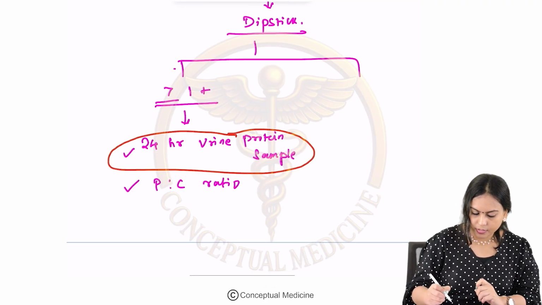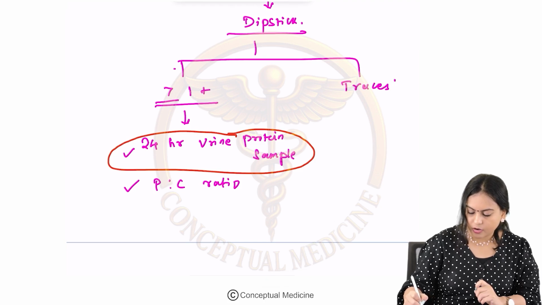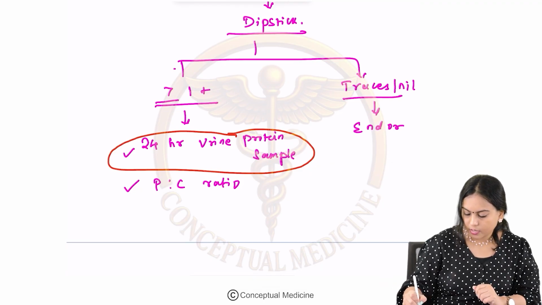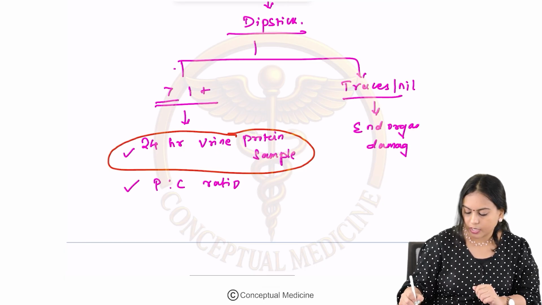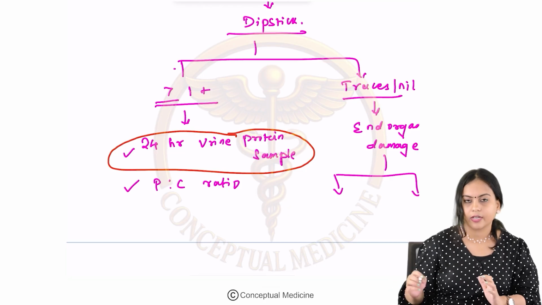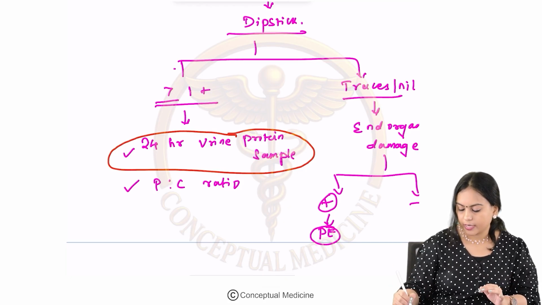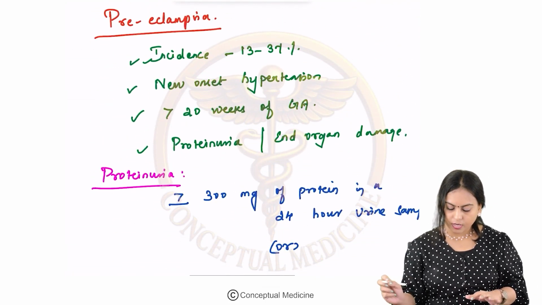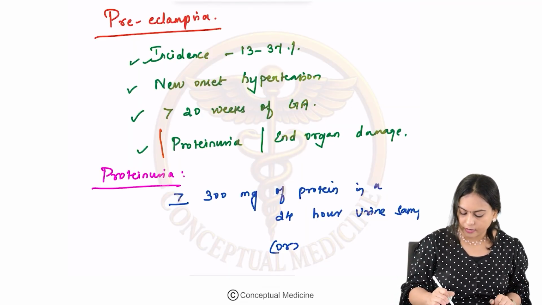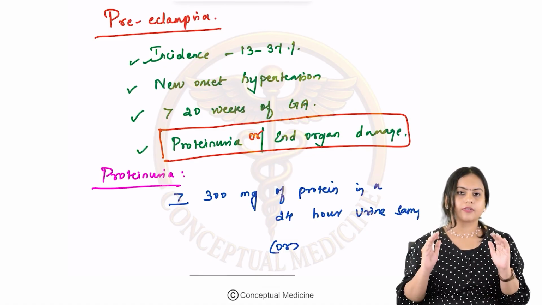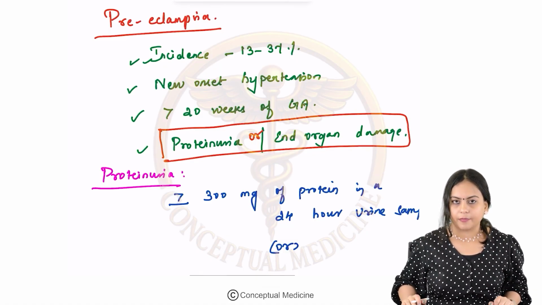Clear? And suppose if it is coming traces, or there is no protein in dipstick, then you have to check whether any signs of end organ damage are present or not. Suppose any of the end organ damage is present, then you have to assume that it is a case of preeclampsia. Suppose no end organ damage, then you can be sure that it is not a case of preeclampsia. Clear? See, the definition of preeclampsia, once again I will make it clear, is either proteinuria or end organ damage. So, either of the things with increased BP, then you have to assume that it is a case of preeclampsia. Clear?